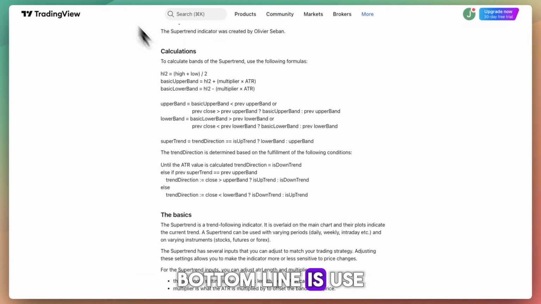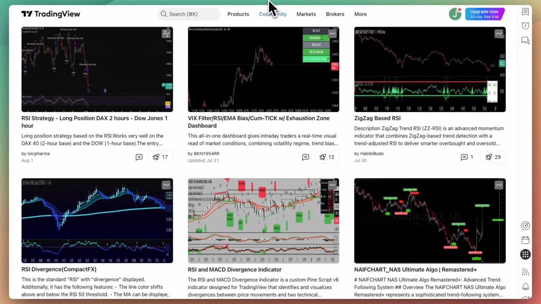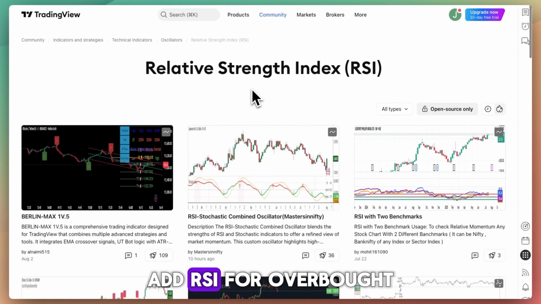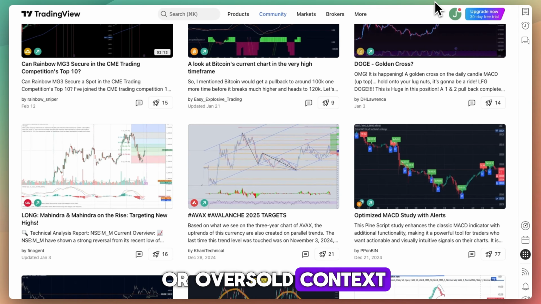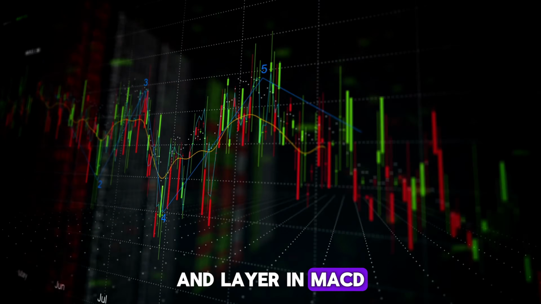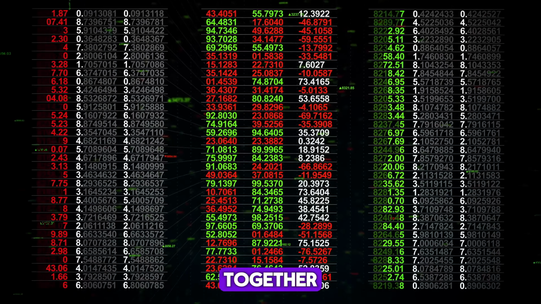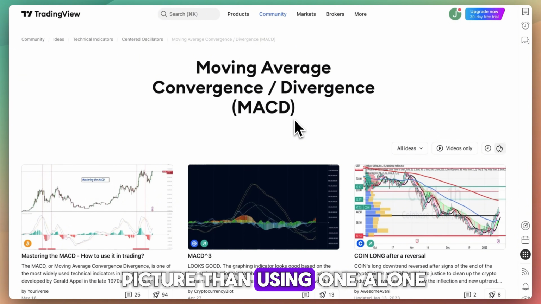Bottom line is, use Supertrend to identify the trend, add RSI for overbought or oversold context, and layer in MACD for confirmation of momentum shifts. Together, they give a clearer picture than using one alone.